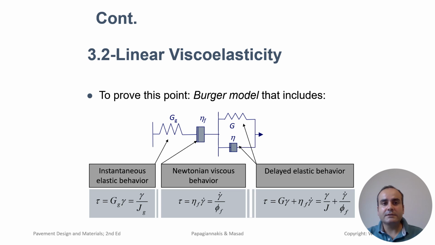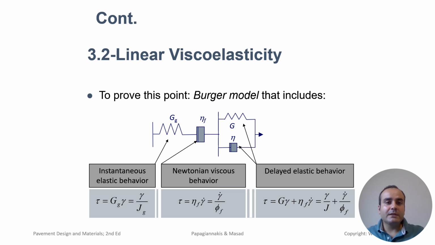The elements in this model include the elastic spring, representing instantaneous elastic deformation. When a load is applied, the material deforms immediately and the deformation is fully recovered once the load is removed. The other element is the viscous dashpot, which represents the permanent viscous flow of the material. This dashpot models permanent deformation that occurs under sustained loading and is not recovered after the load is removed.